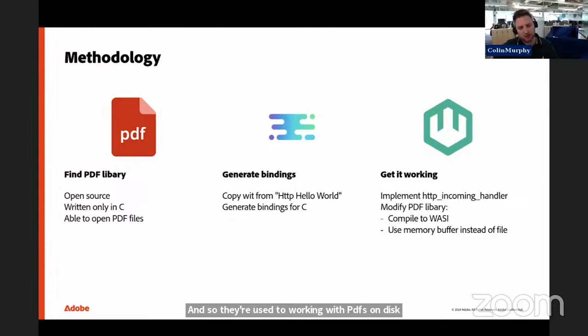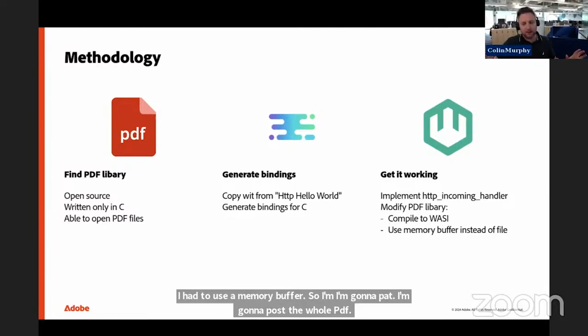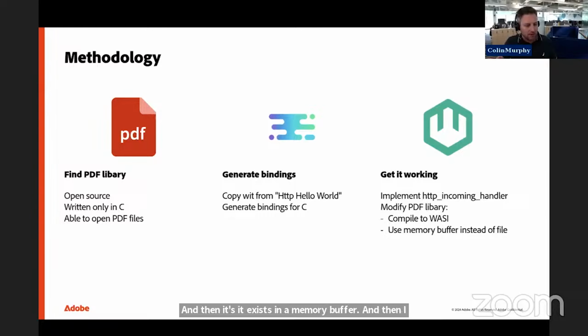That doesn't work for WASI. First off, it gets kind of complicated because we have OpenAT, right? We don't have the full suite of file opening and writing capabilities by design. So I had to use a memory buffer. I'm going to post the whole PDF, and then it exists in a memory buffer, and I needed that PDF library to work on it in a memory buffer.